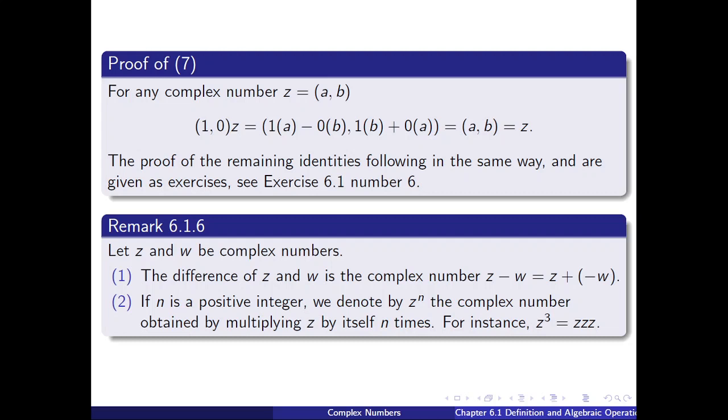It says, if you're given two complex numbers z and w, then the difference of z and w is the complex number z minus w, which is equal to z plus the additive inverse of w. And then if n is a positive integer, we denote by z to the n the complex number obtained by multiplying z by itself n times. So for instance, z cubed will be equal to z times z times z.